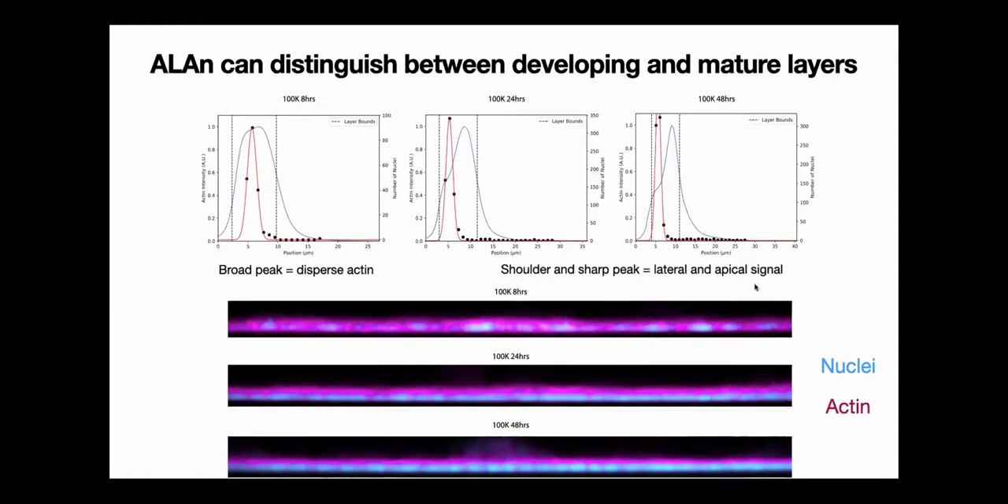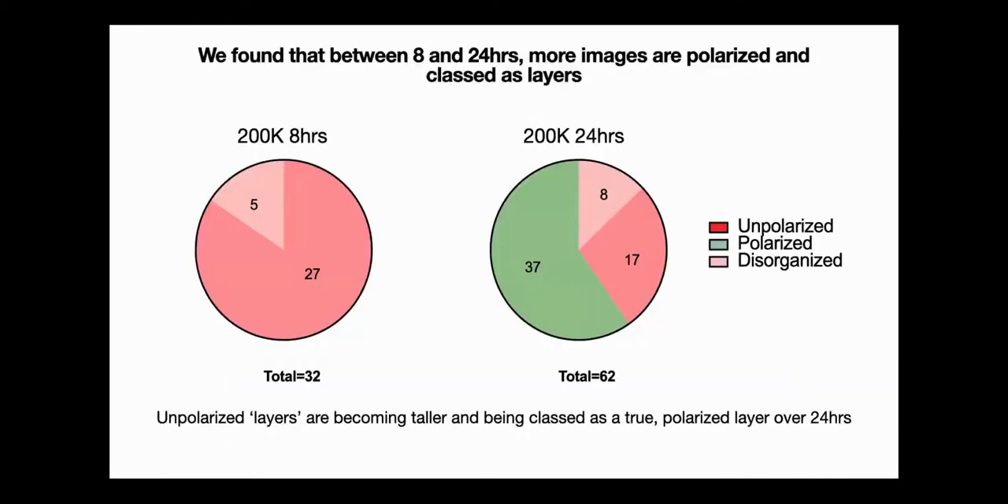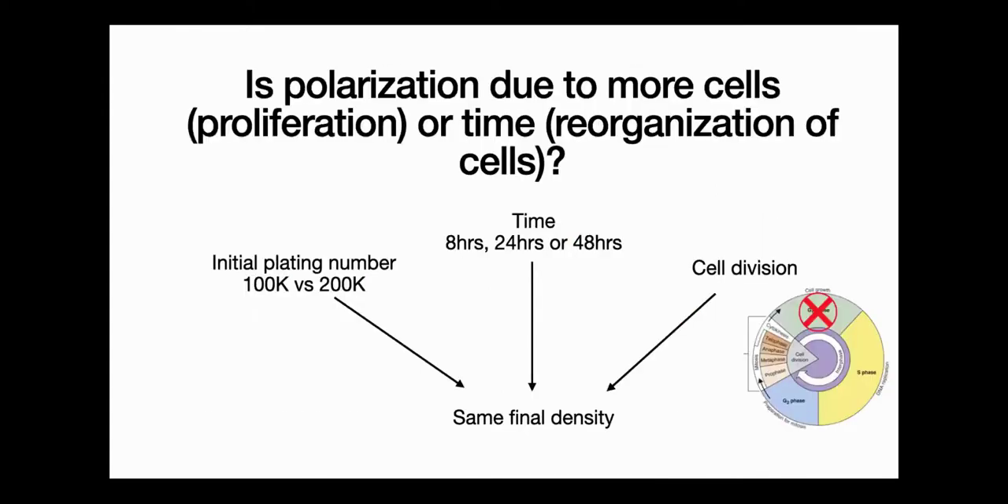So another thing that we have found from Alan is that between 8 hours and 24 hours, when we plate 200,000 cells, we actually see that at 8 hours, none of these images are classed as a polarized layer. The majority of them are actually unpolarized and flat. But over 24 hours, we see a good proportion of these actually becoming polarized layers. So this is good that we can actually work this out, but we wanted to know whether this polarization is actually due more to cell proliferation or reorganization of cells over time.